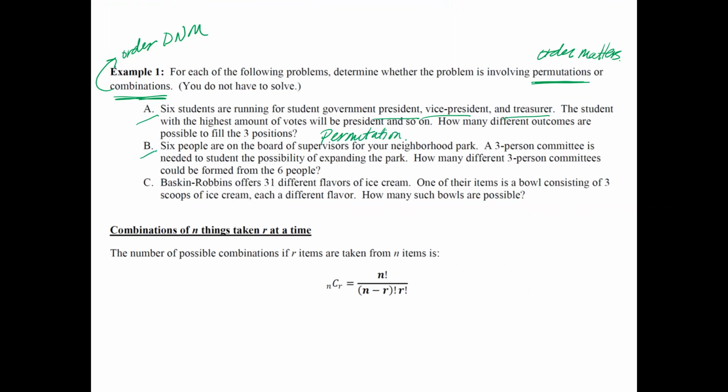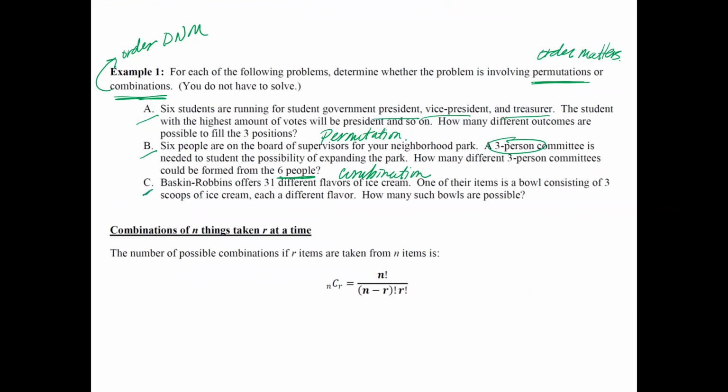B, 6 people are on the board of supervisors in the neighborhood. It is going to have a 3-person committee, and it's going to be formed from 6 people. This one is a combination because order doesn't matter. If I get chosen as one of the 3 people out of the 6 to be on the committee, then that's all that matters. I don't really care if I'm one of three people, two of three people, or three of three people. The order absolutely does not matter because I got chosen. So I'm a happy gal.